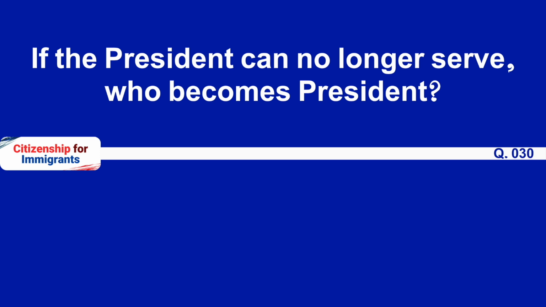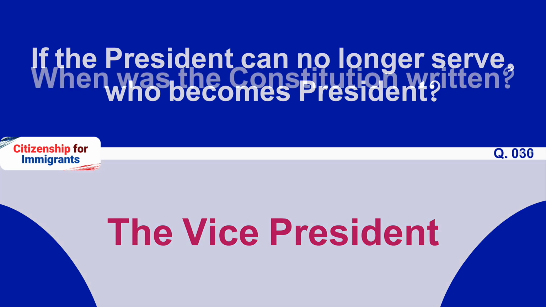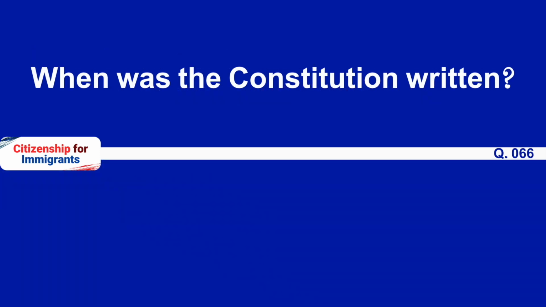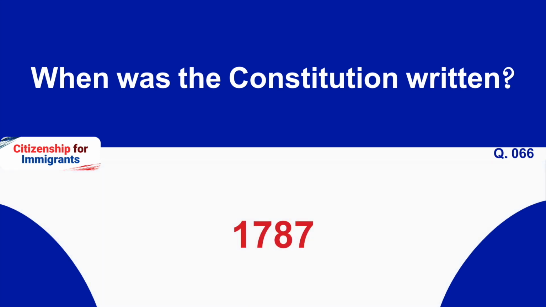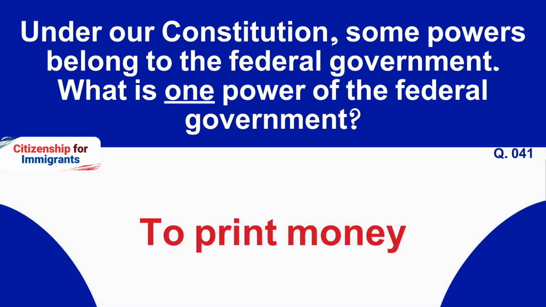If the president can no longer serve, who becomes president? The vice president. When was the Constitution written? 1787. Under our Constitution, some powers belong to the federal government. What is one power of the federal government? To print money.